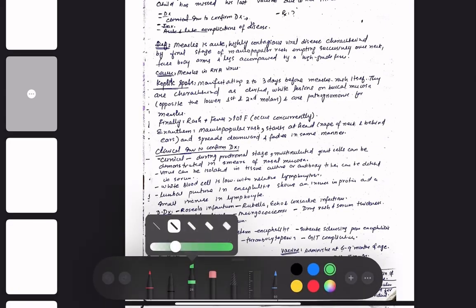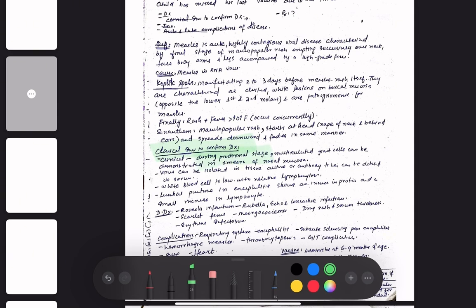Okay, the clinical investigations to confirm the diagnosis. Clinically these things will be present: in the prodromal stage multinucleated giant cells, the virus is isolated, and on lumbar puncture proteins will be increased.